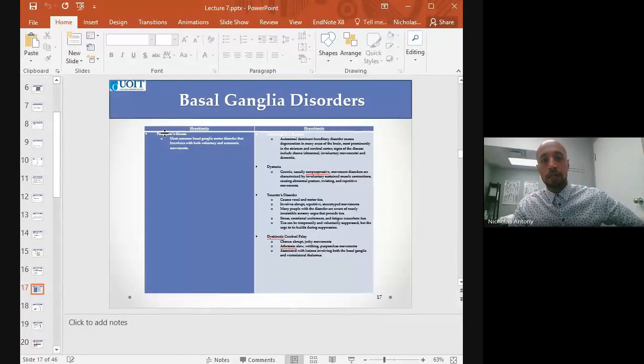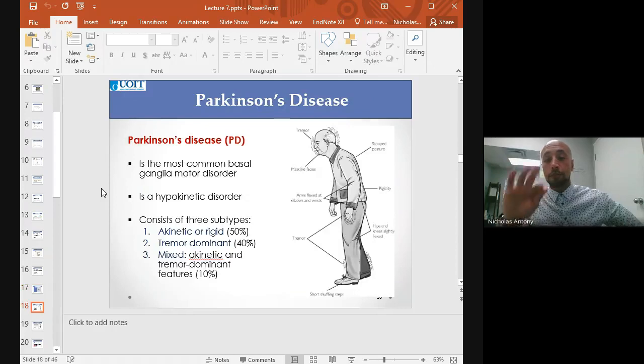So the first one is Parkinson's disease. It's the most common basal ganglia disorder, and it is the most common hypokinetic disorder. The hyperkinetic disorders that we're going to learn about in today's lecture are Huntington's, dystonias, Tourette's, and dyskinetic cerebral palsy. Okay? You don't need to know these too in very much detail, but Parkinson's is the big one. And we're going to bring up that flow chart with the colored arrows to look at how, with Parkinson's disease, that one's changed. That would be important to understand.